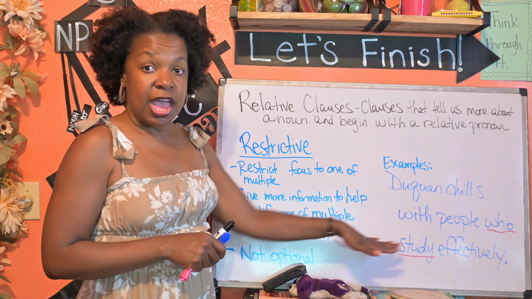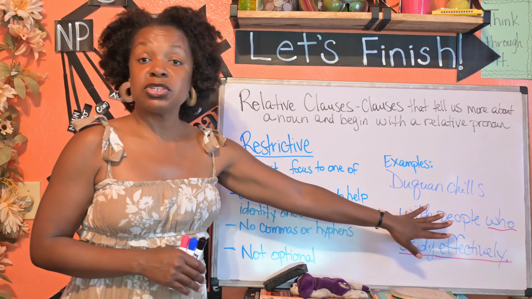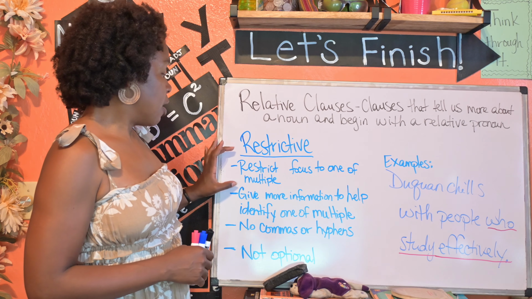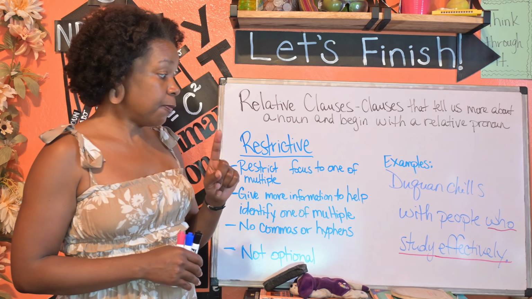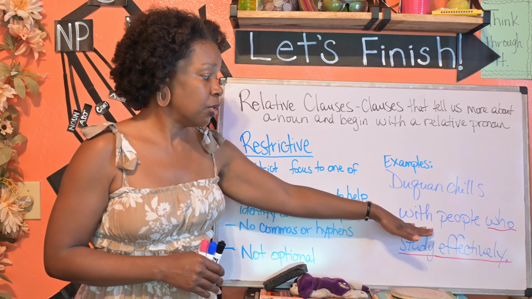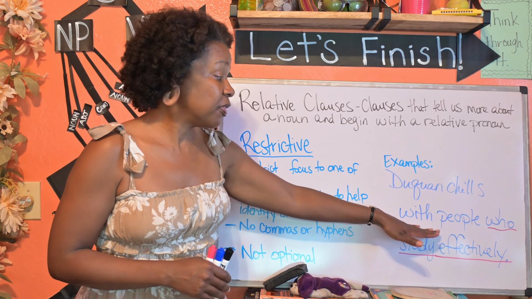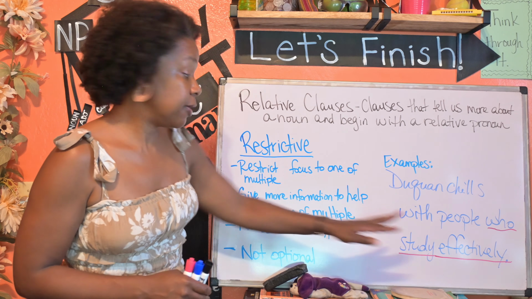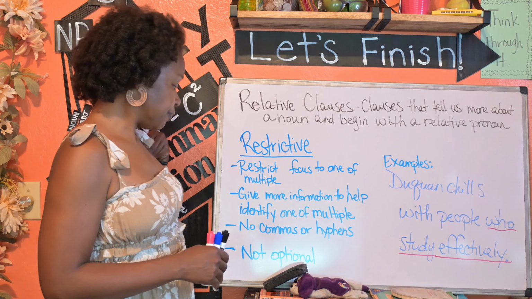So do you see how this works? You have your who's, which's, and that's. We have no commas or hyphens, right? We are given information that helps restrict focus to one of multiple, right? So Daquan doesn't chill with everyone. He chills with a certain kind of people. Who are these people? These are people who study effectively, right? Not people who study ineffectively, people who study effectively.